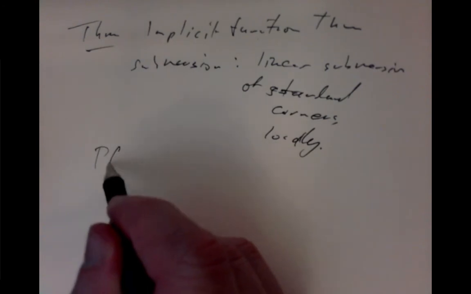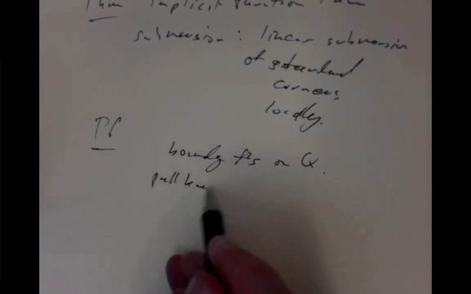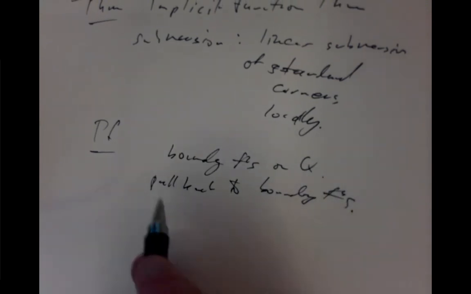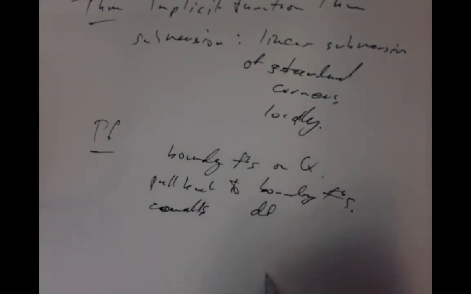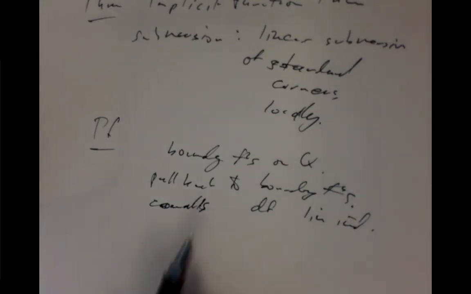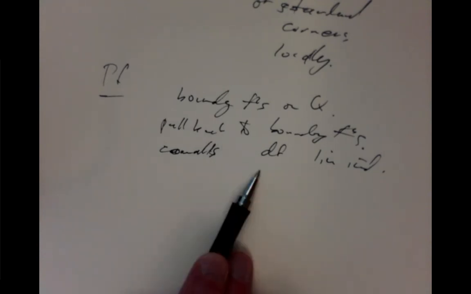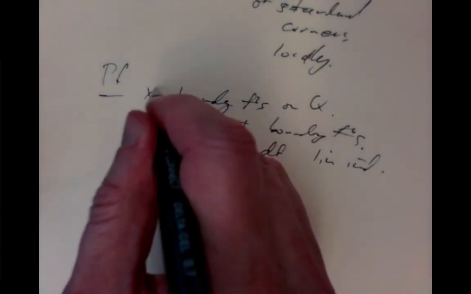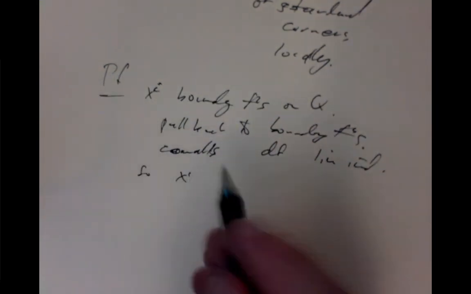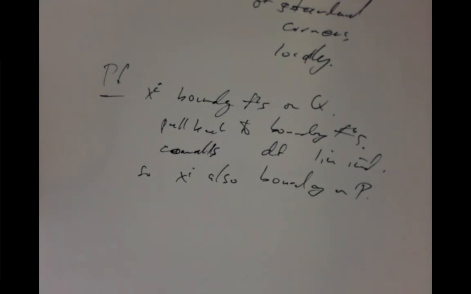So the rough idea of the proof, I don't want to do it in all detail, but it's very straightforward, is that you have these boundary functions on the Q manifold downstairs, and you pull back to boundary functions. Their associated co-walls, which are essentially their differentials, remain linearly independent. And so you can use them as coordinate functions locally to create coordinates in which they continue to be boundary functions. So then you've got part of the mapping done. Let's suppose they're the xi's, which are also coordinate functions on P. So that's the first step.